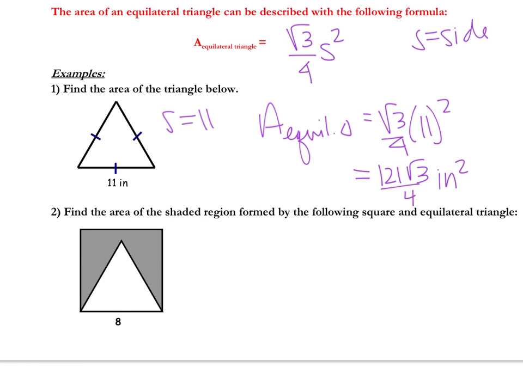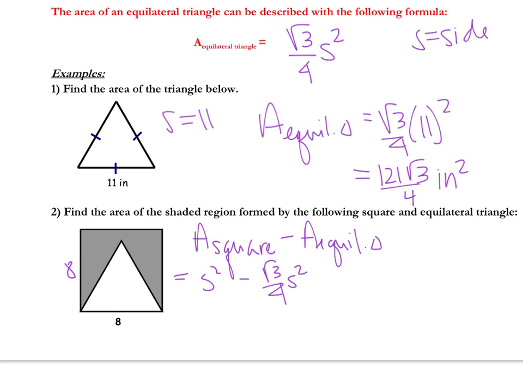For the next problem it says find the area of the shaded region formed by the following square and equilateral triangles. So remember that in a square, all sides are congruent. So we want the area of the square minus the area of the equilateral triangle. Like I've stated before, I think it's helpful to write things out like this: area of the square minus area of the equilateral triangle, and then also to actually write out the formulas. So s squared minus √3/4 s squared before you even begin the problem.